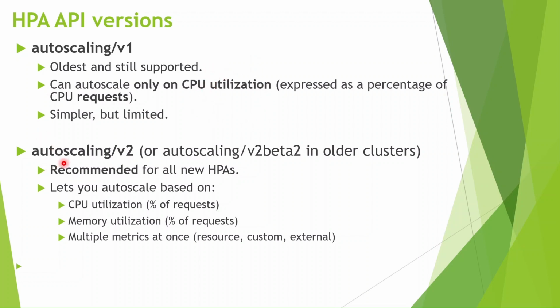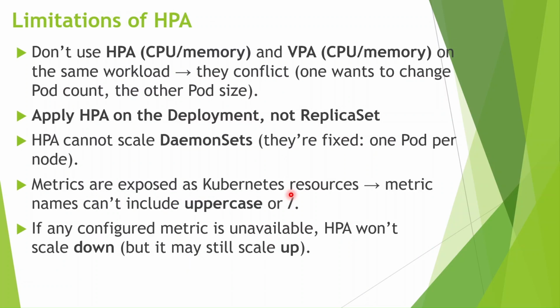And now the latest version is autoscaling/v2. If you are using an older cluster, you can use v2beta2, and it is now recommended for all new HPAs. It can help you autoscale based on CPU, memory, or you can even use multiple metrics at once. You can create a combination of metrics, and you can even use custom or external metrics also.